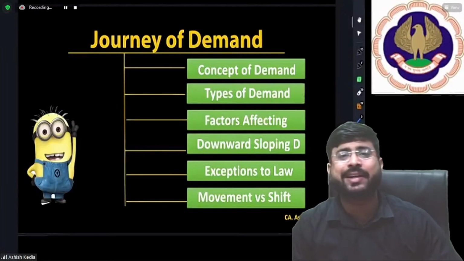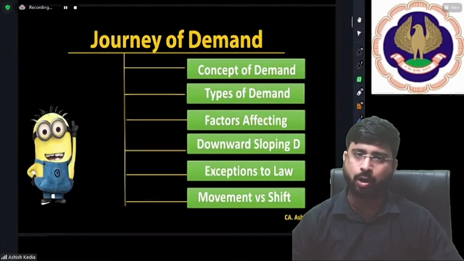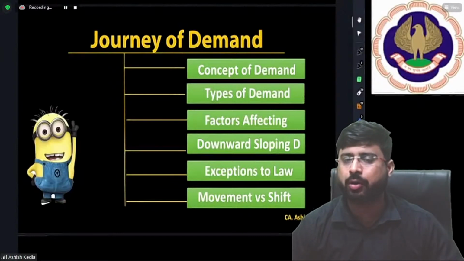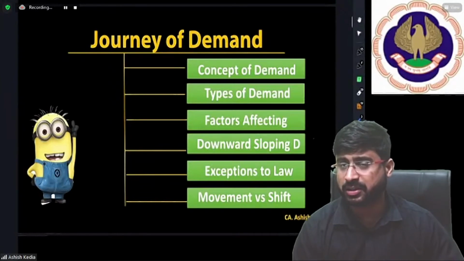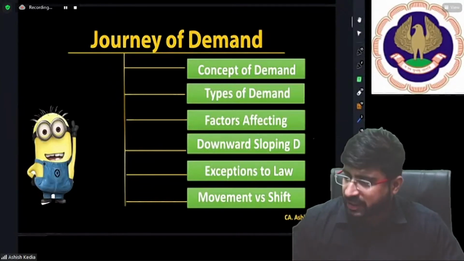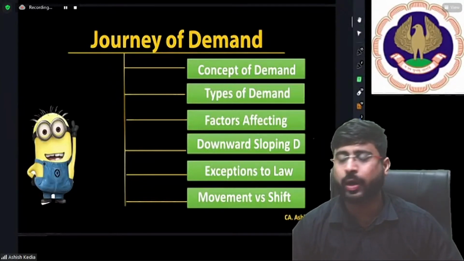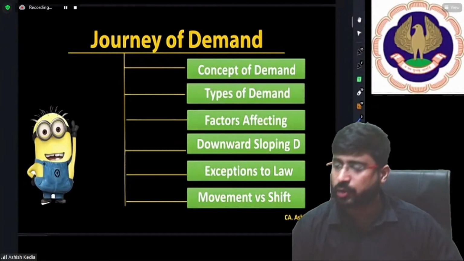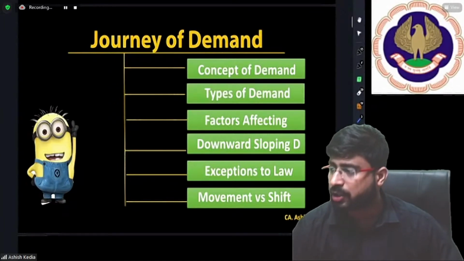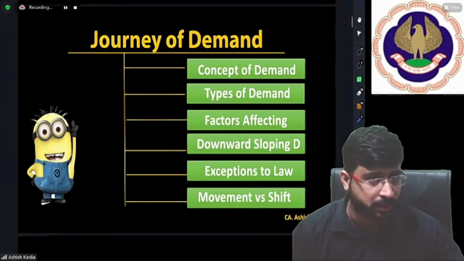Come on, first question of the day. While studying this chapter, demand, from whose point of view will you think? Come on, yaar. Is it the consumer or is it the supplier? Yes, you are absolutely correct. You have to think from the consumer's point of view. When you study demand, you will have to study, you will have to think, you will have to learn from the consumer's point of view.